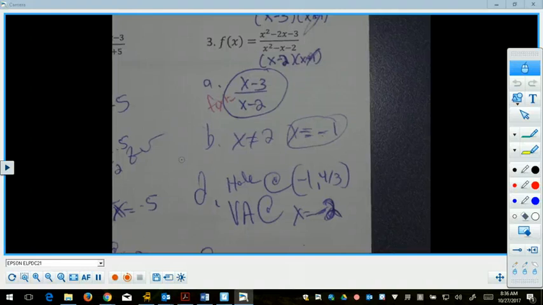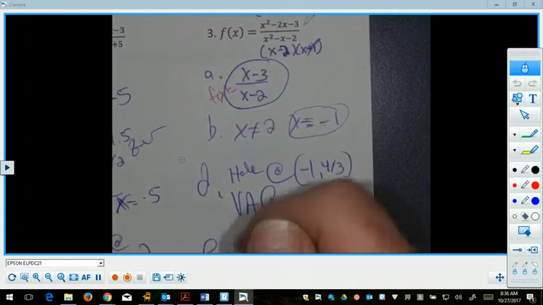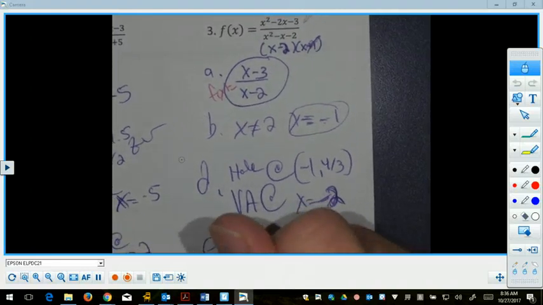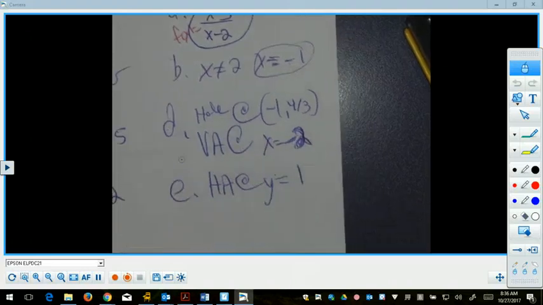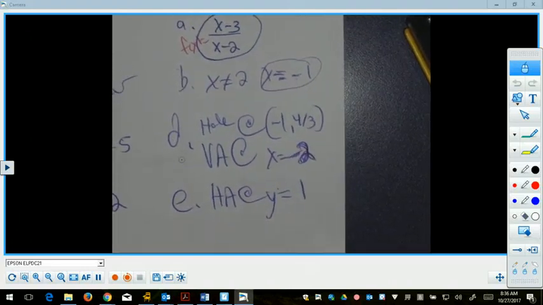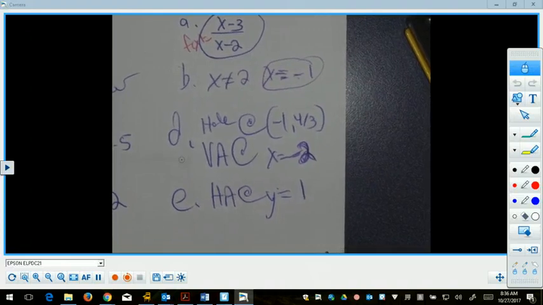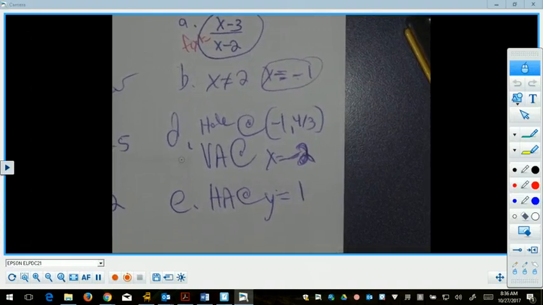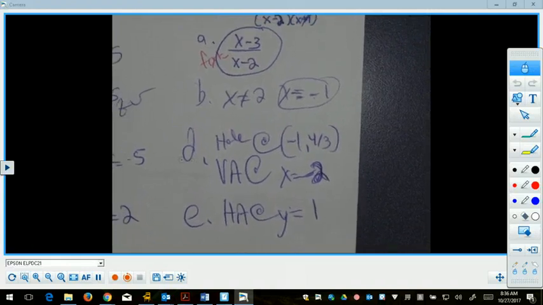And letter E, the horizontal asymptote should have been at y equals 1. It should have looked roughly like that to look like it was approaching that value. I think that's all I asked for was for those parts. Questions on finding those on the graph and calculator?